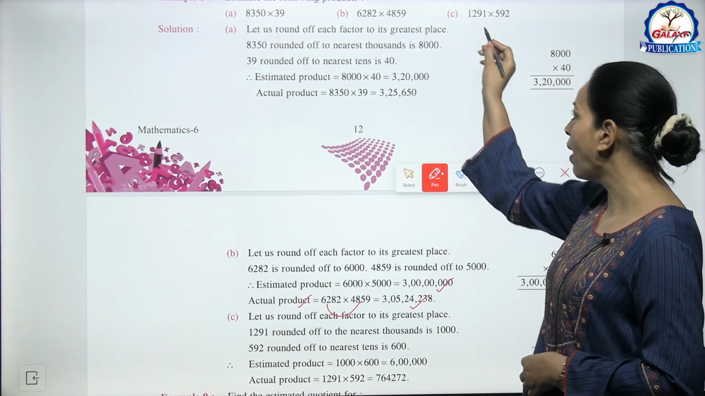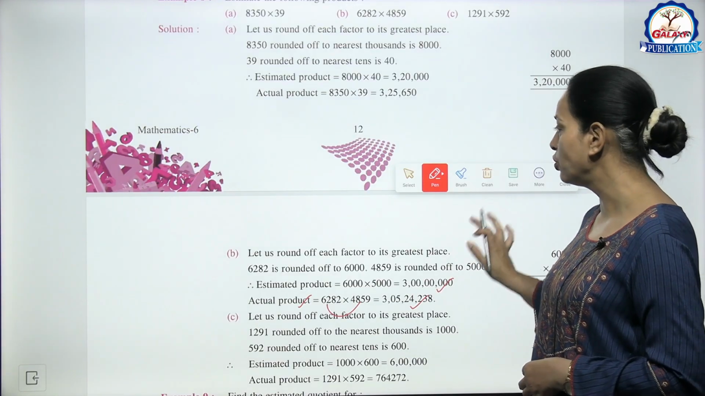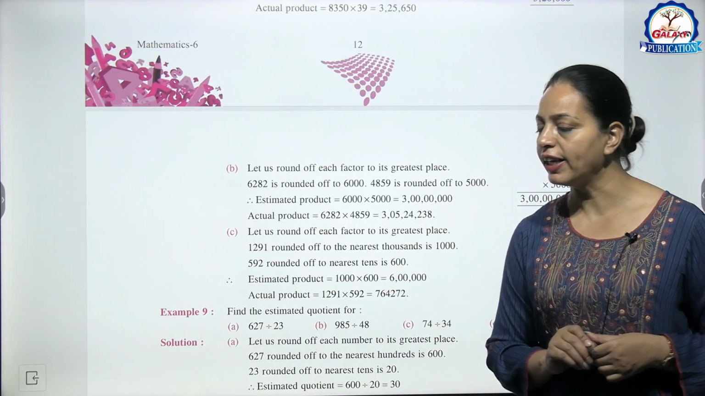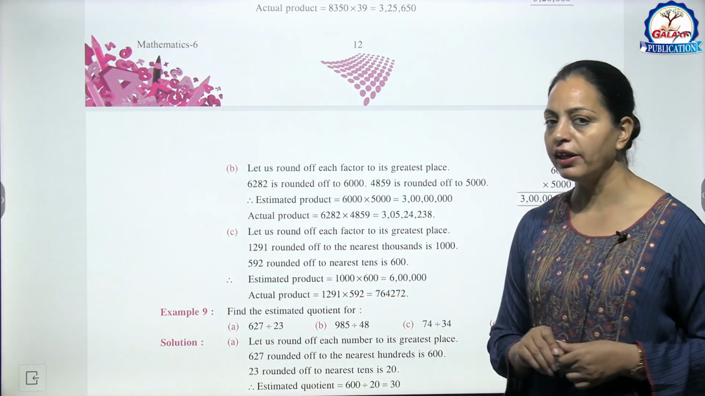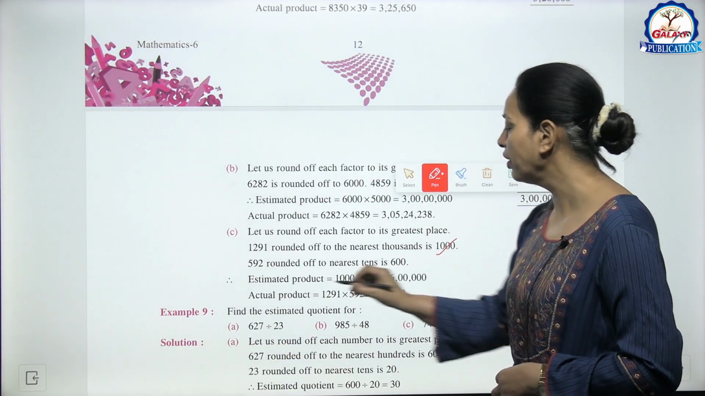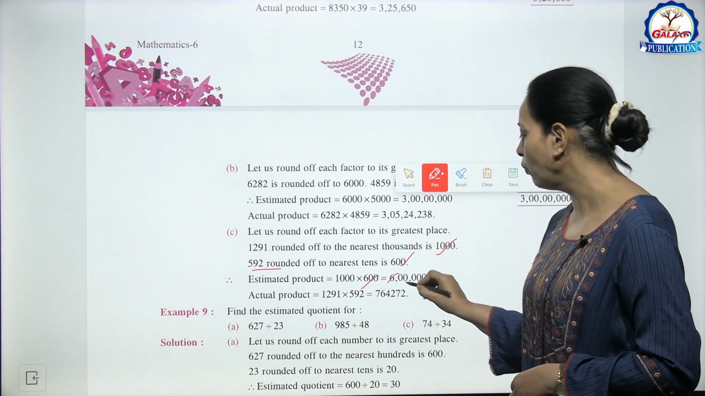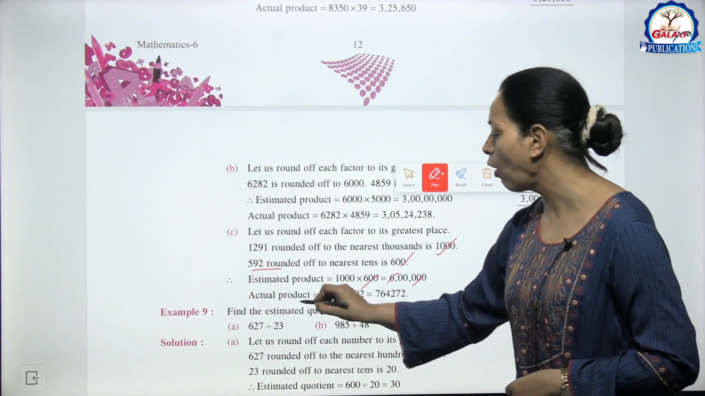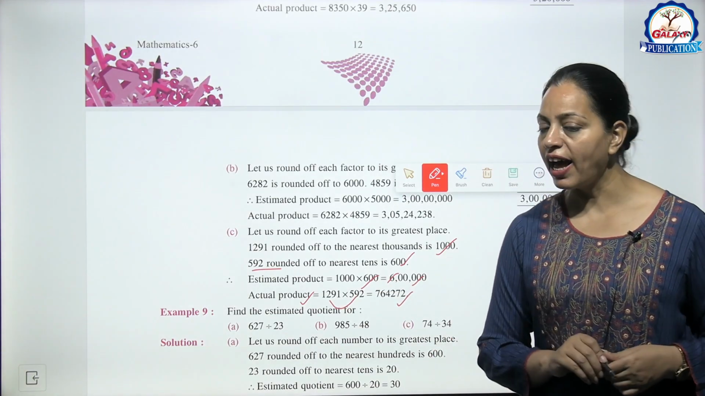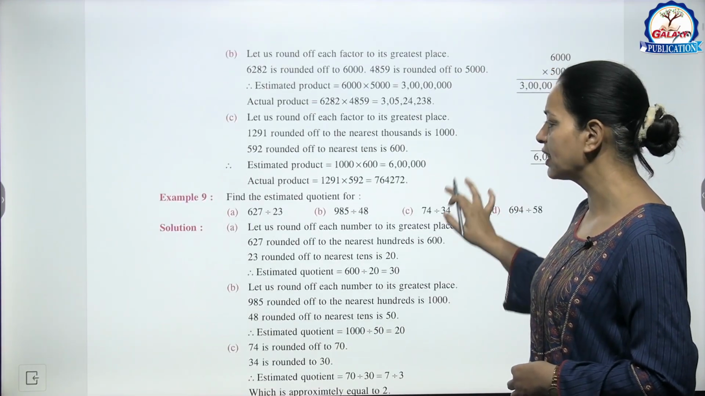Okay, now C part, 1291 into 592. So here what to do? Let us round off each factor to its greatest place. So 1291 ये बन जाएगा हमारा 1000, and 592 बन जाएगा हमारा 600. इन दोनों को मल्टीप्लाई करेंगे, we are getting 6 lakh. And then now find the actual product, दोनों को मल्टीप्लाई करेंगे, you will get 7,64,272. I hope this is clear to you.